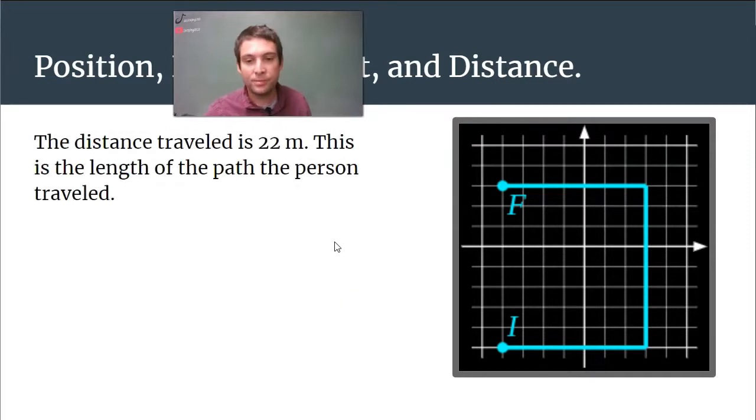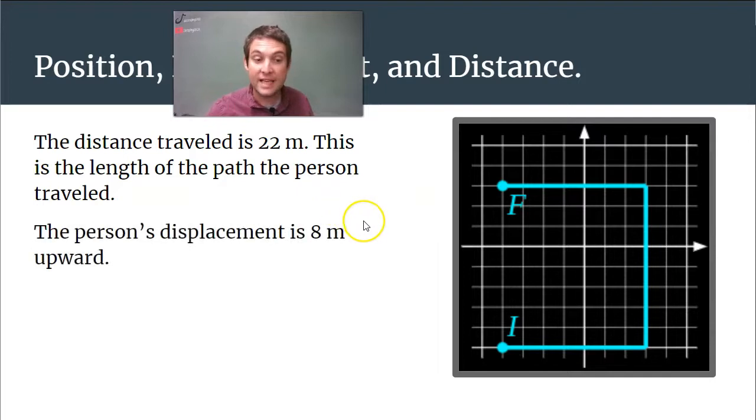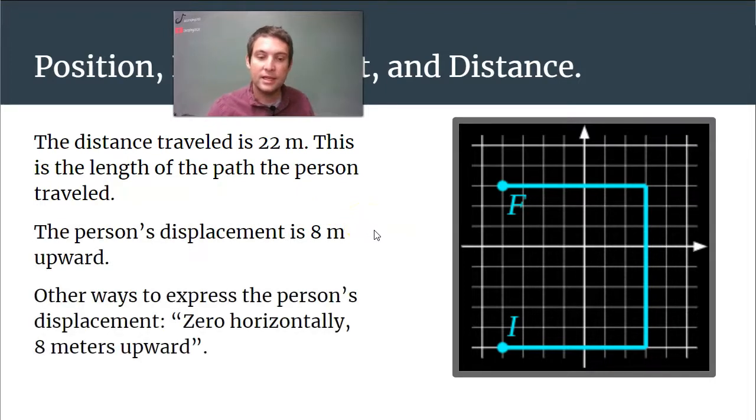The distance traveled would be 22 meters. If you count up all of those blocks, you'll see that. That is the length of this blue path. The person's displacement is 8 meters upwards. Other ways to express the person's displacement: 0 horizontally, 8 meters upwards. Displacement, remember, is the distance from your starting point to your ending point, including direction. So because our displacement is up, our displacement is positive, so it's +8 meters, or 8 meters up. Multiple ways to represent that.